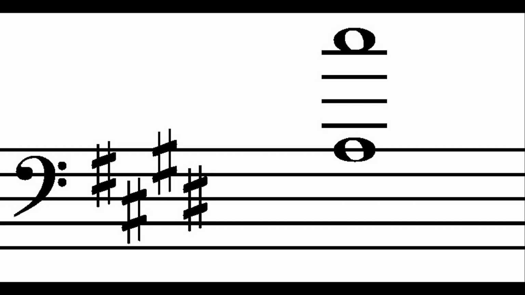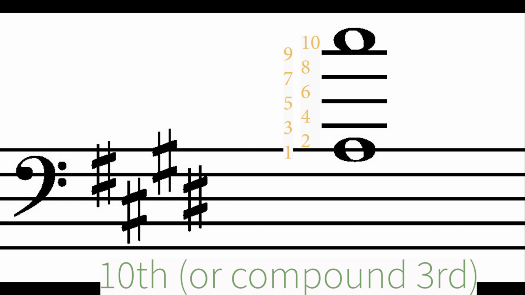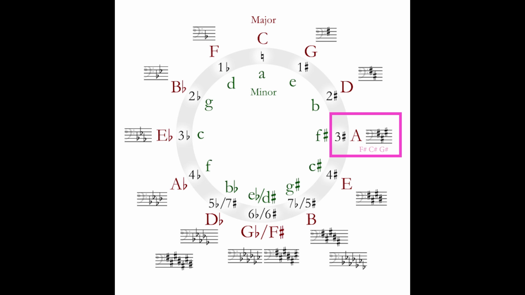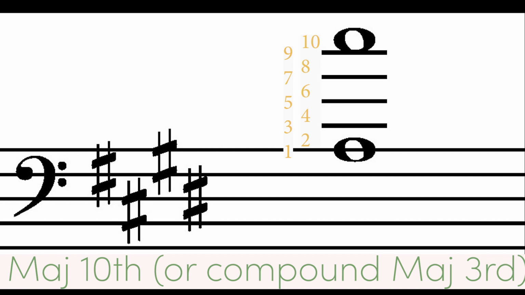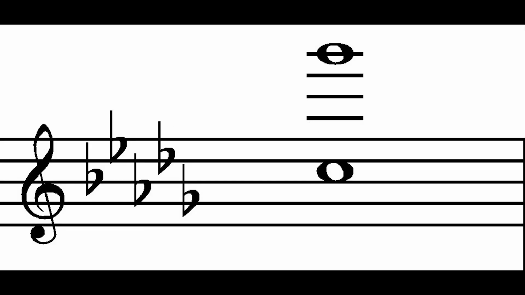In this example, we've got a C sharp over an A. They're 10 notes apart. So you've got to count it and you see it's a 10th, and we know that it would be a compound third. In the key of A, is there a C sharp in A major? Well, we can see it is. So that means it's a major 10th or a compound major third.